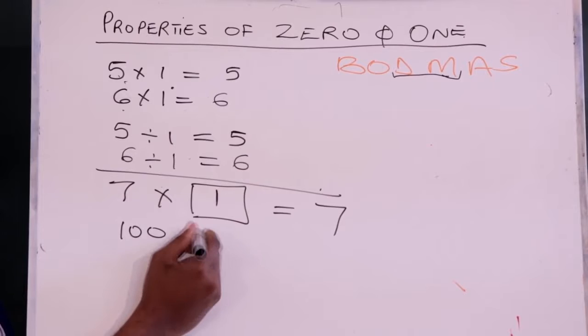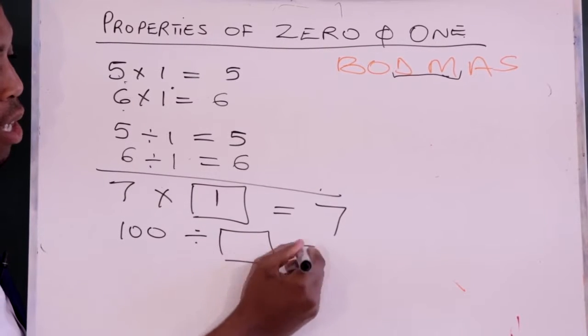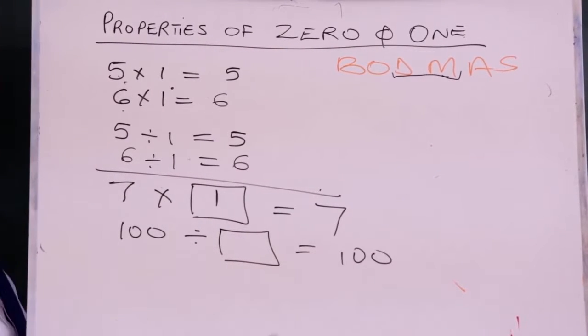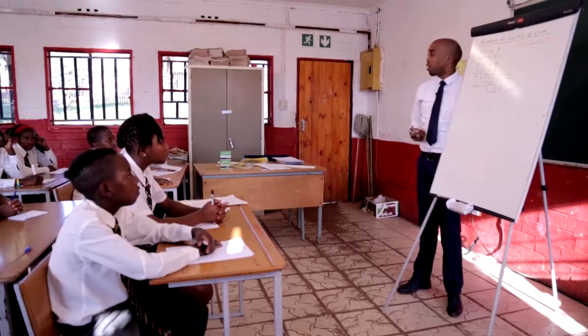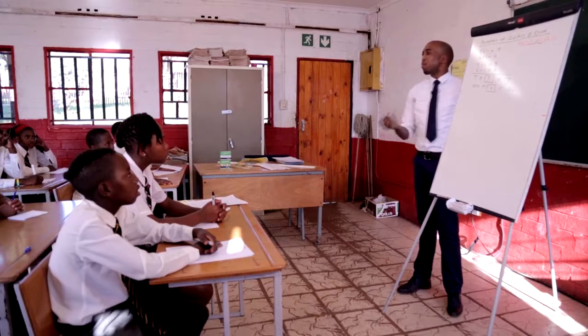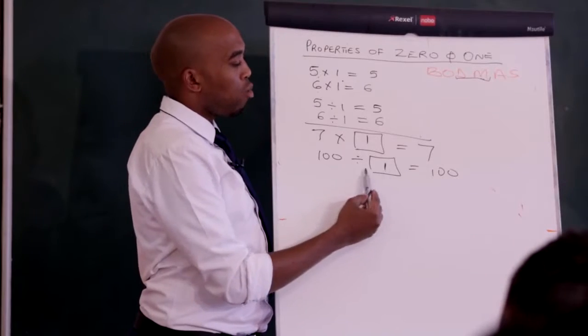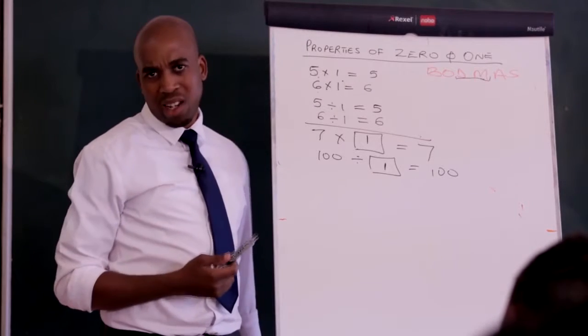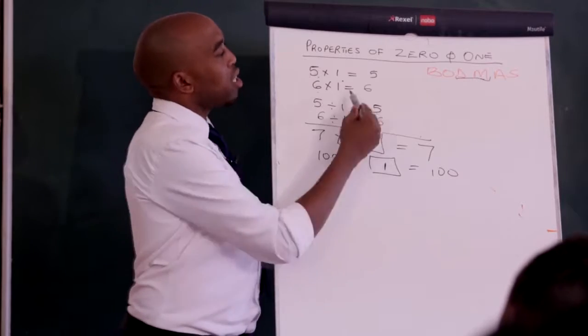100 divided by something is equal to 100. What would be the answer? 1. Easy. It's 1, that's it. Why? Because any number you divide by 1, it stays the same. Alright? Easy, right? Okay. Now, let's move to 0.